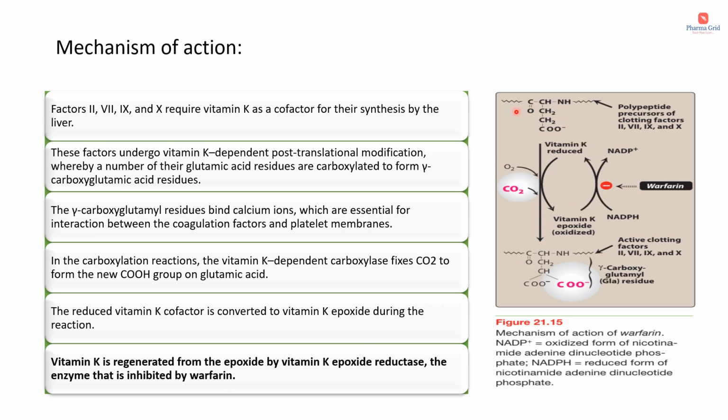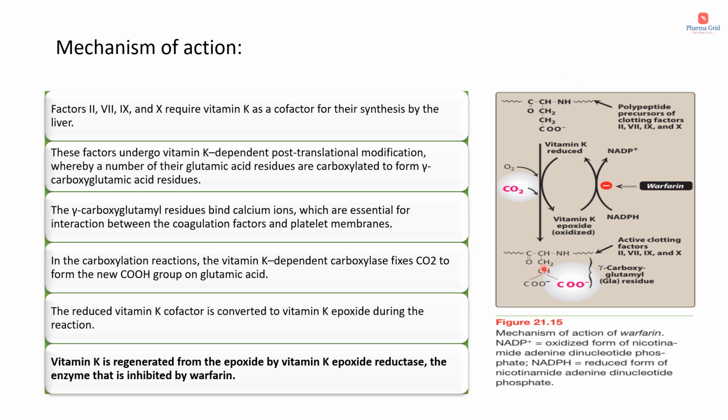Okay, let's look into this diagram. These are the four factors, the polypeptide precursors of clotting factors 2, 7, 9 and 10. What is the peculiarity of these factors? These factors require vitamin K as a cofactor for their synthesis by the liver. They undergo vitamin K dependent post-translational modification. As a result, a number of their glutamic acid residues are carboxylated to form gamma carboxyglutamic acid residues.